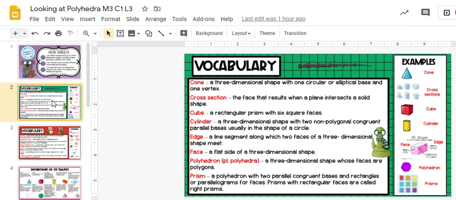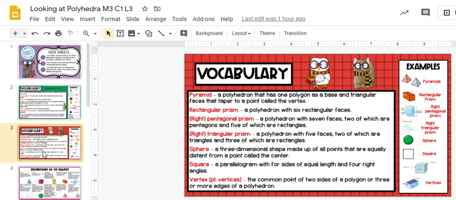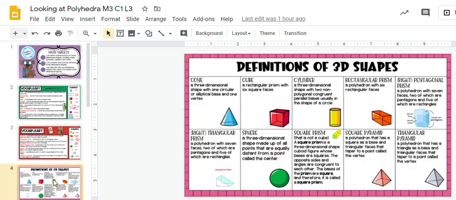shapes. So we have vocabulary here. I'm not going to go over every single word. You'll get to see that again. And more vocabulary here. So this is very specifically what the definitions of the 3D shapes are. So we have a cone, a cube, a cylinder, a rectangular prism, a right pentagonal prism, a right triangular prism, a sphere, a square prism, a square pyramid, and a triangular pyramid.